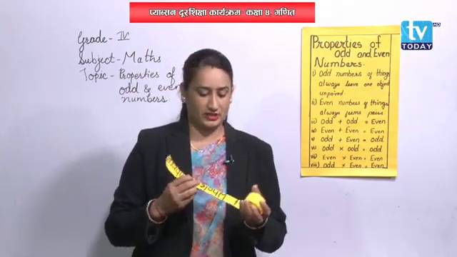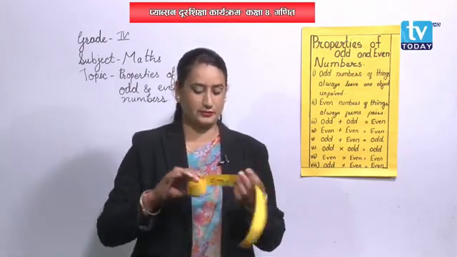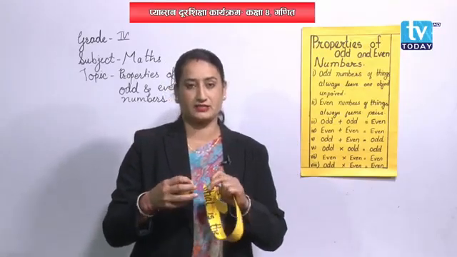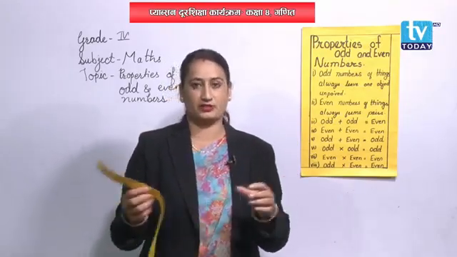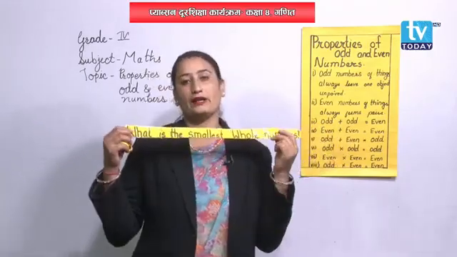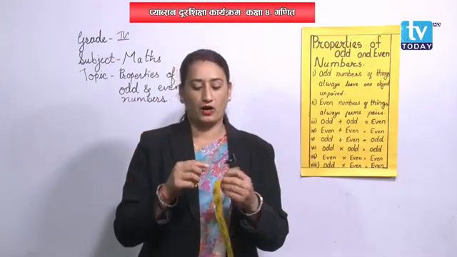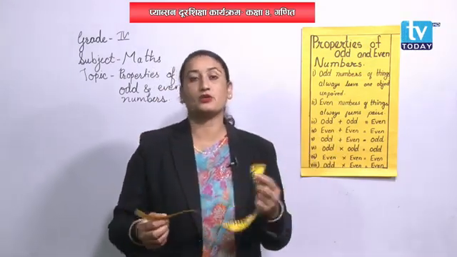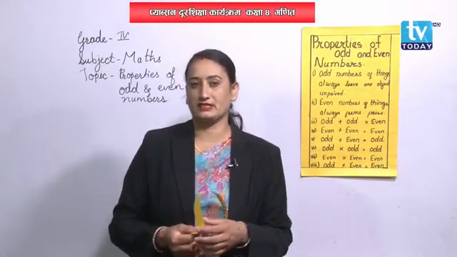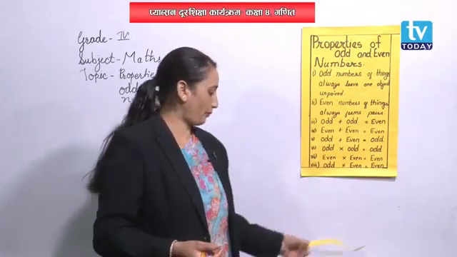Okay, students. See here in my paper, I have written something. The first question is: tell me students, what is the smallest whole number? Can you tell me the answer? What is the smallest whole number? The correct answer is 0 is the smallest whole number.